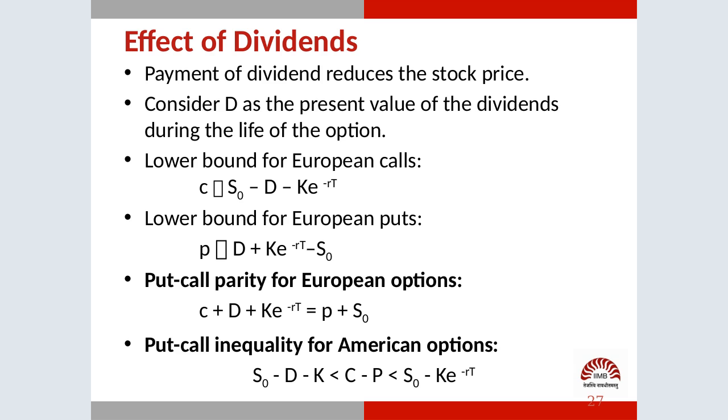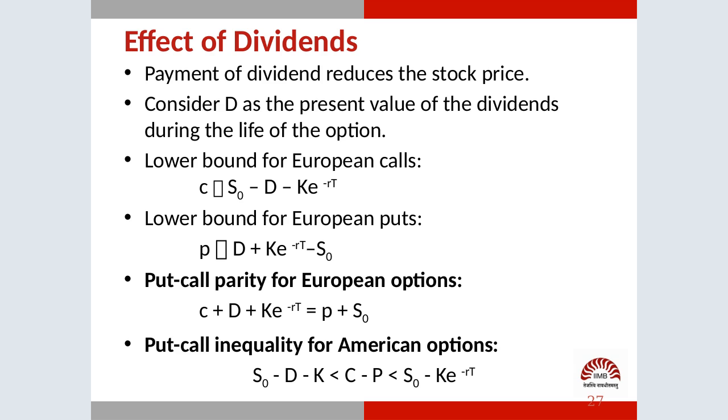So the lower bound for European calls will be C greater than S0 minus D minus K to the power of minus RT. For the put, it will be K to the power of minus RT minus S0 plus D. So that's how the plus D becomes. For the put-call parity, the same thing. The equation was C plus K to the power of minus RT is P plus S0. Replace S0 by S0 minus D and then take D to the other side, and you get this. Finally, with the American option, that is the relationship that you get.